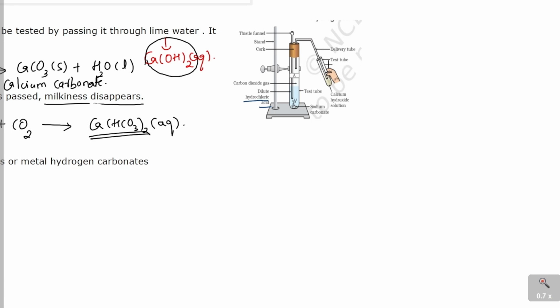And this gas is passed through the lime water, that is calcium hydroxide solution. This is lime water, calcium hydroxide solution. It will turn lime water milky. We will conclude that the liberated gas is carbon dioxide. In this way, we will carry out the reaction.